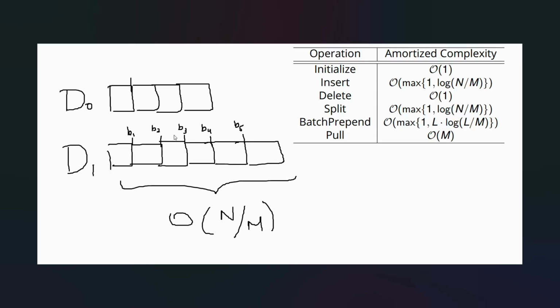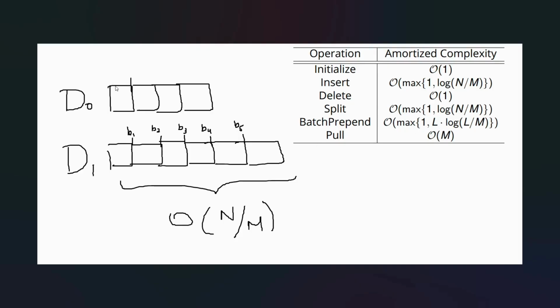Furthermore, batch prepend is the operation that adds a bunch of values into D0. Suppose the number of values you're adding is L. If L is less than M, then you can just make a block for those values and put it at the start of D0, and then you're done. But if L exceeds M, then you need to call split again. And that's why the complexity turns out to be L times log of L over M.